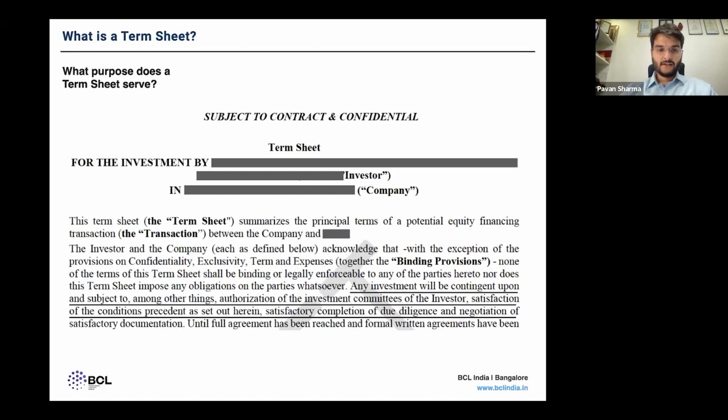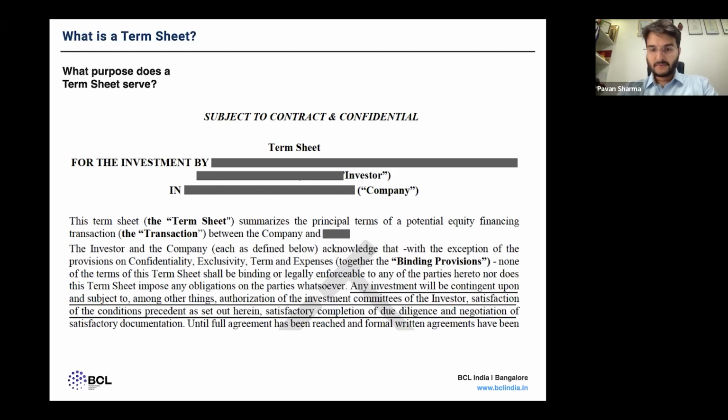Now, the term sheet typically looks like this. This is the first screen. I have taken parts of the term sheet, and you'd see that in subsequent slides. What it does is it states two things. One, that it is confidential. If you have to share the term sheet with anybody else, you need the specific approval of the prospective investor from whom you've received this document. And it is also non-binding.